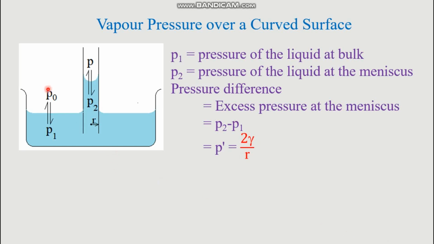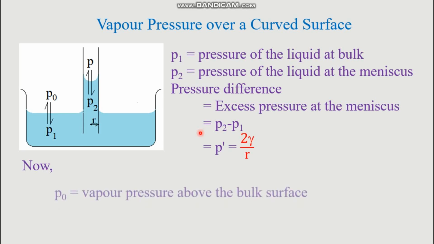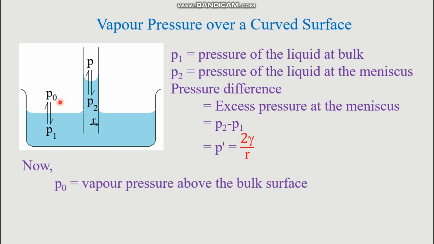Now the vapor pressure above the bulk is P0 and the vapor pressure above the meniscus is P. Then this pressure P must also be different from this one. So we have to take into account these two things and calculate what this pressure P is, that is the vapor pressure over a curved surface. P0 is the vapor pressure above the bulk surface, and P the vapor pressure above the meniscus.